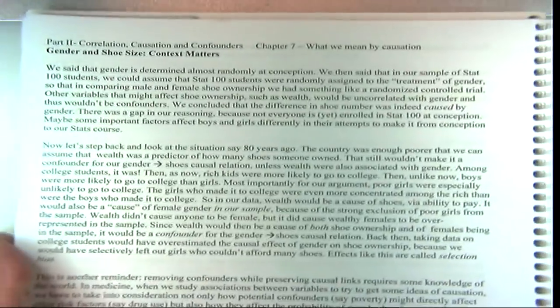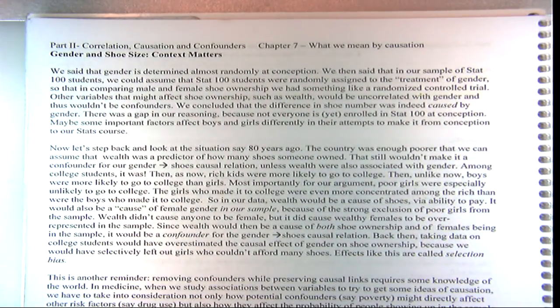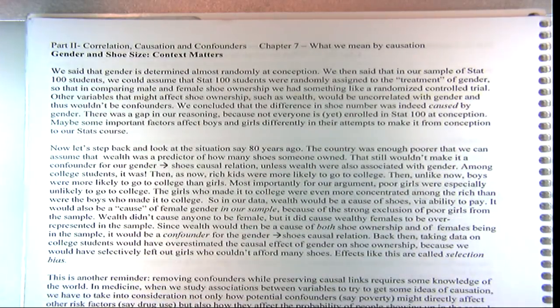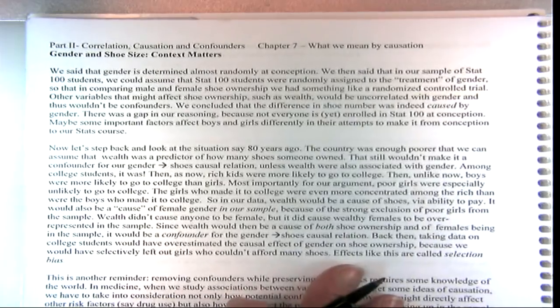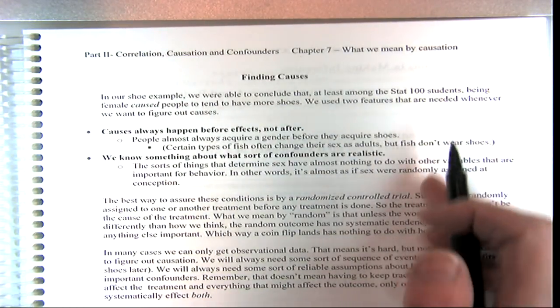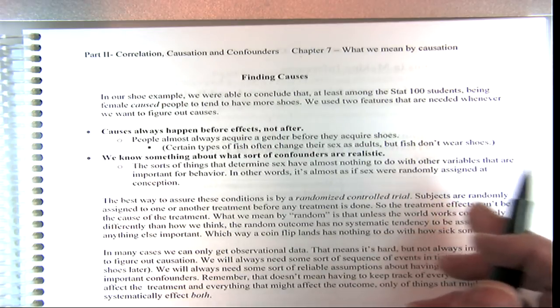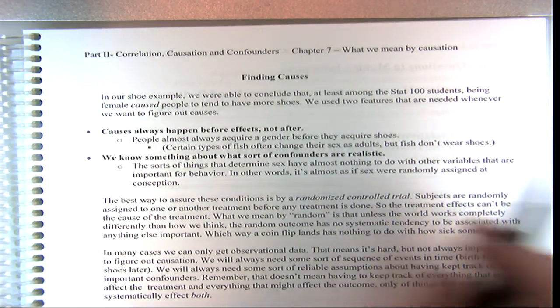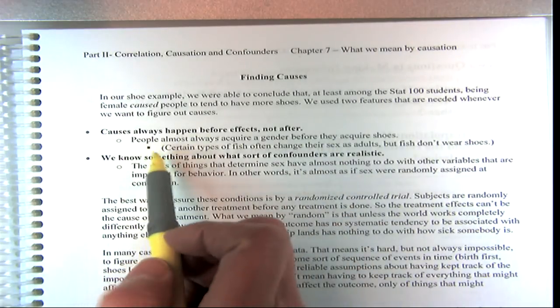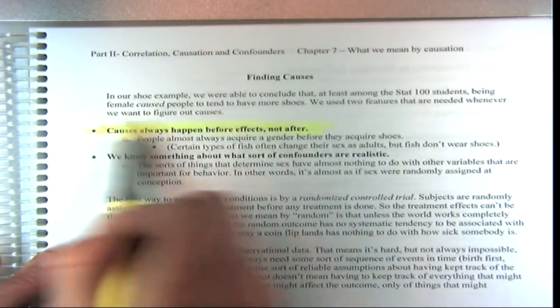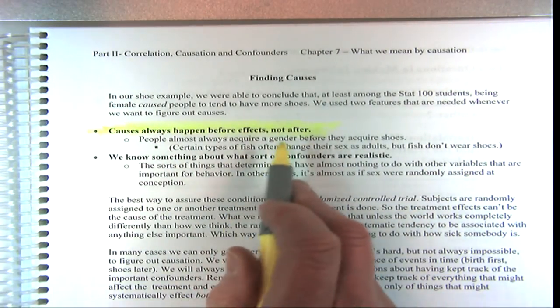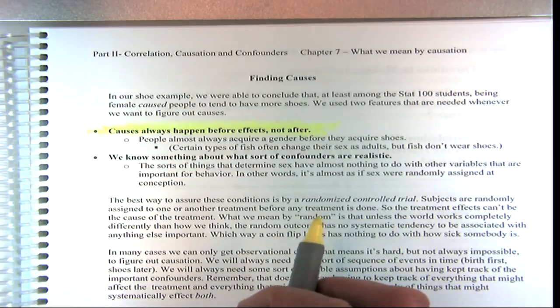All right, so let's see what else we want to talk about. As I said before, if you're interested in this further, you can read the rest of it. But for now, let's just skip to page 27. And what are we saying? We're saying that causes always happen before the effects. So if A causes B, it has to happen first. Okay? It always happens first.